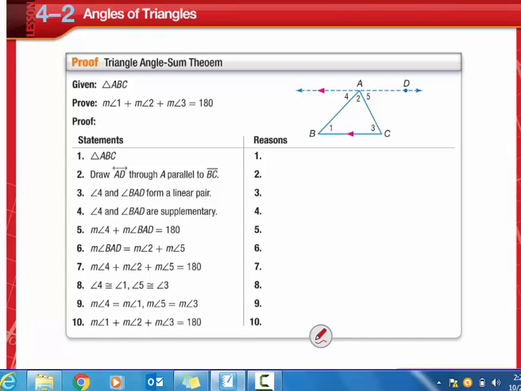Triangle ABC, this is given. We're going to construct line AD through A parallel to BC. Well, this is just called the parallel postulate. Remember we learned that last week. And the parallel postulate just says there's exactly one line parallel to another line through point D. So if I have point D, I construct only one line parallel to BC.